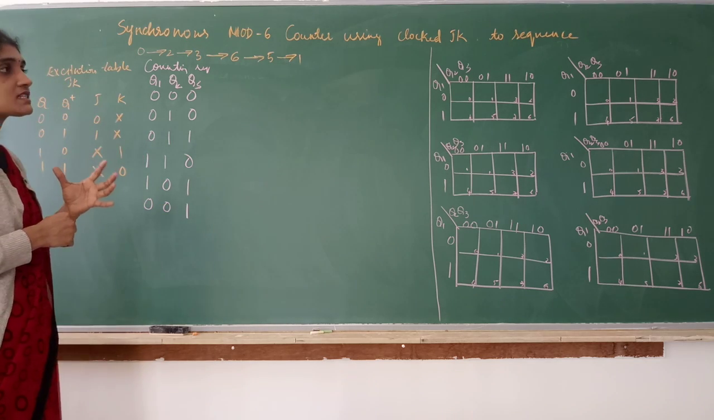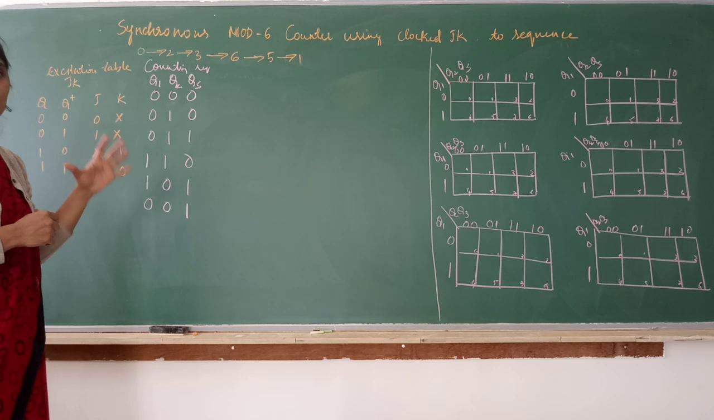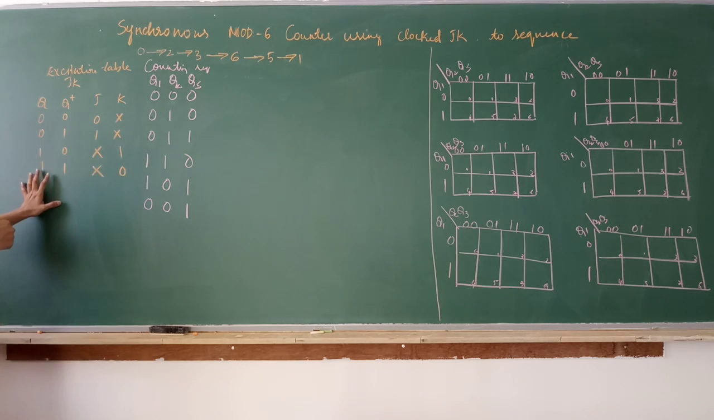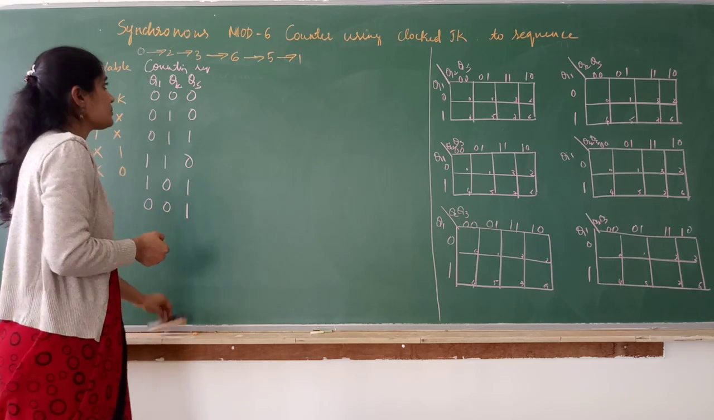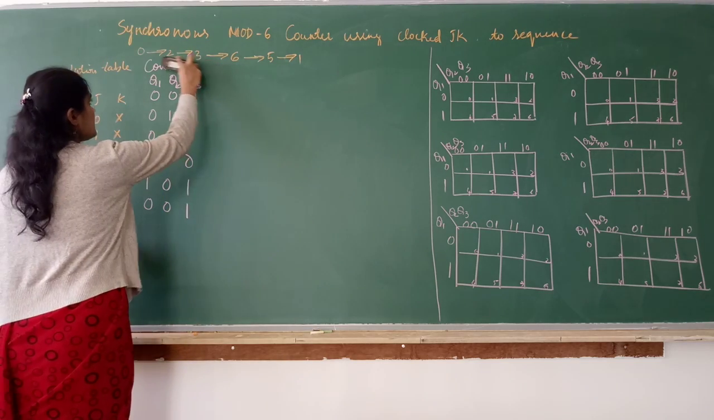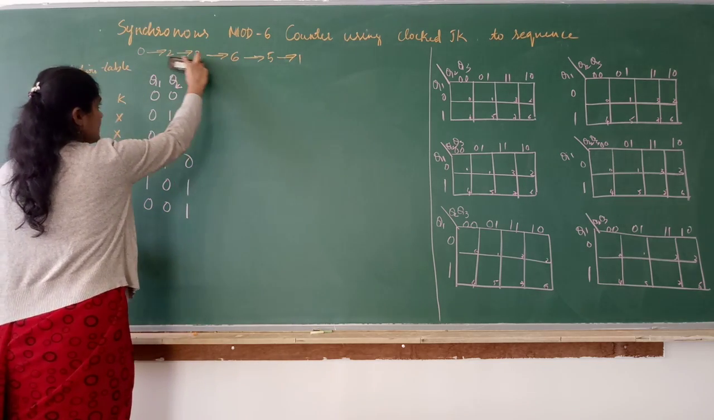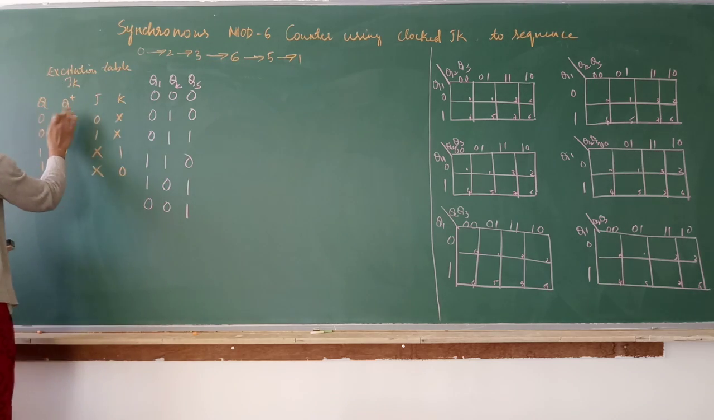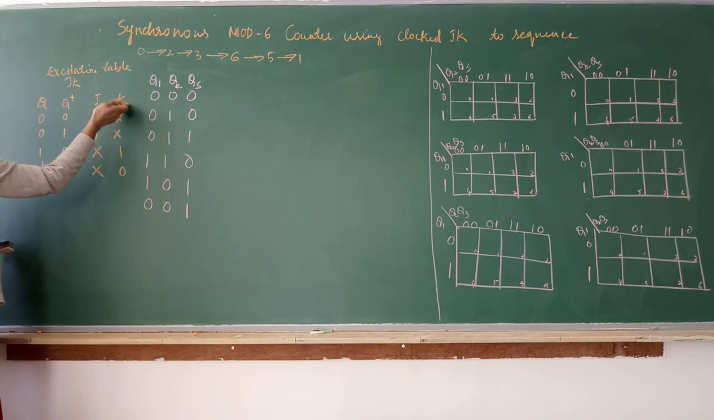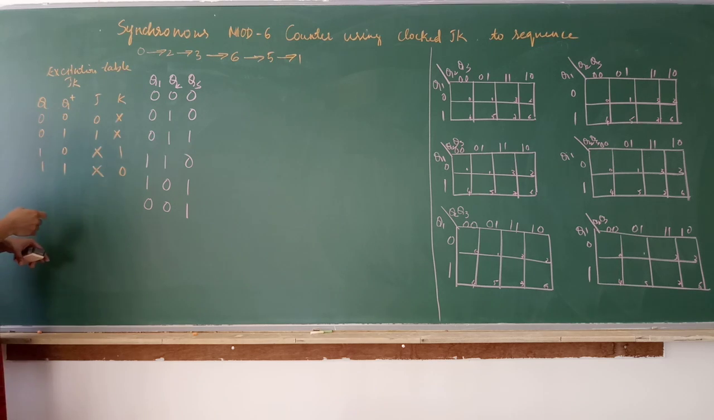Now let us write the excitation table for the counter. This is the excitation table of JK flip-flop. Referring to this, we have to write the excitation table for the counter, correct? What counter? Mod 6 counter. So what columns do we have in the excitation table? The columns are present state, next state, and inputs, just like in the excitation table of JK flip-flop.